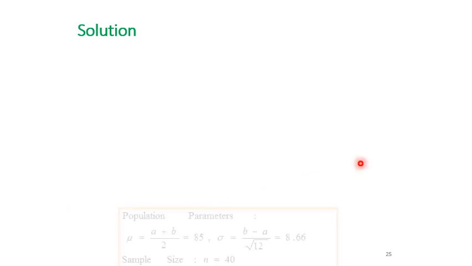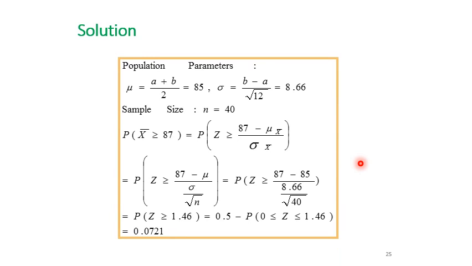Okay, so the first step to solve the problem is to find the mean and the standard deviation of the uniform random variable, because the mean and the standard deviation will help us in standardizing the normally distributed random variable x bar. So let's start by the first step. I will compute the mean of the uniform random variable. This is a plus b over 2. This will give me 85.